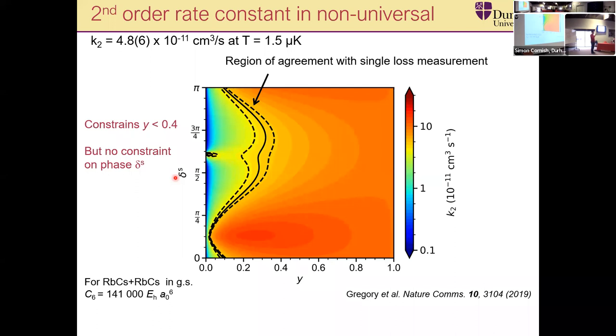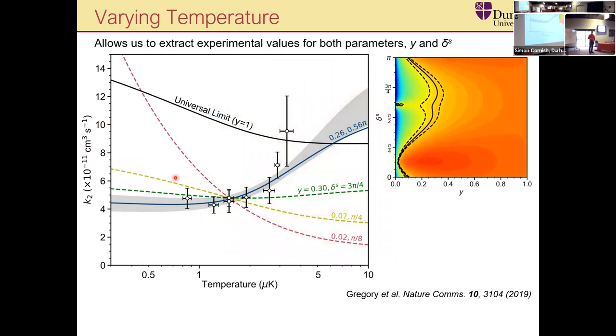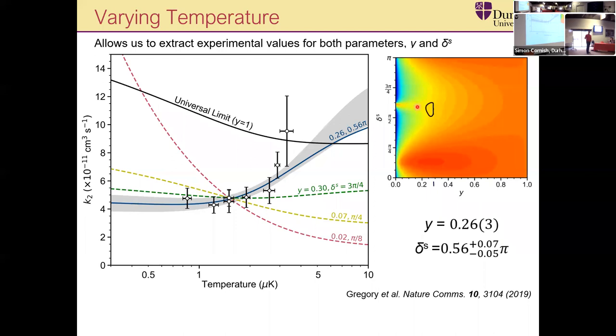So what we do is more measurements, and we measure the loss as a function of field, and that's shown here. And then we can put on different curves associated with different y and different phases. All of these particular curves lie along our best-fit line. And in doing that, we can actually constrain both y and the phase.